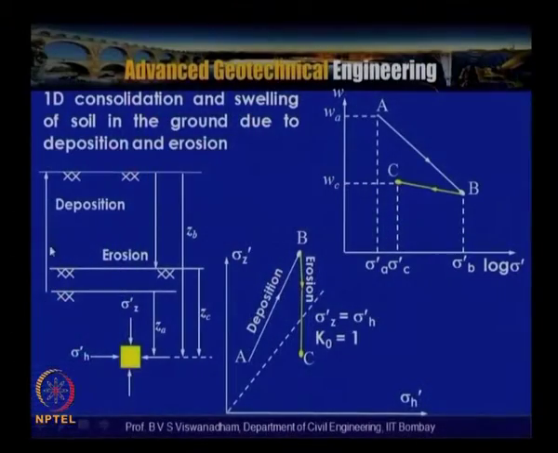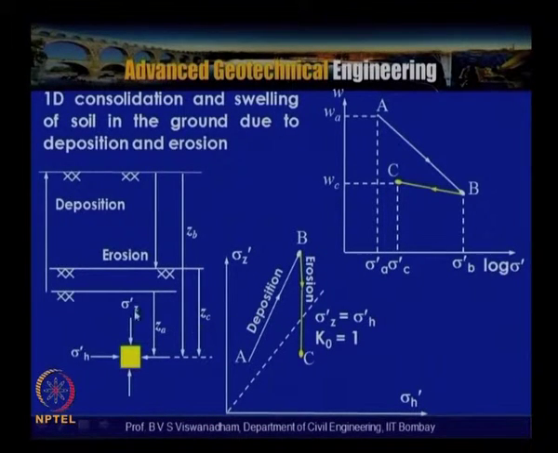Considering this slide, a soil element is subjected to vertical stress sigma dash z and horizontal stress sigma dash h. When deposition happens, there is an increase in the soil burden above this point, which is subjected to higher stress, so you can see that z dash b is increased here. But when erosion takes place, the stress on it decreases. For example, when the erosion takes place from here to here, unloading is happening, that is sigma dash c.